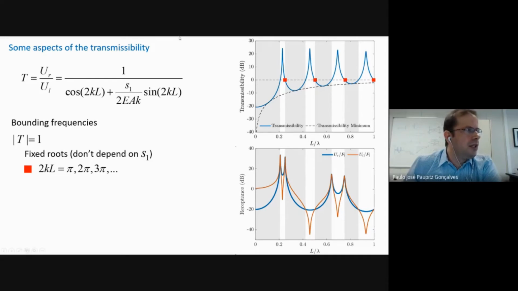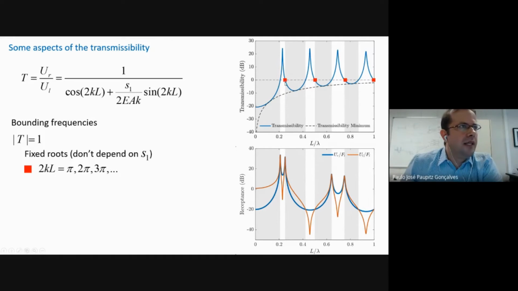So other features of this transmissibility is that some bounding frequencies are controlled by fixed roots. Every time this 2KL equals pi, this term here becomes 0. So you have cos of pi, which is -1, and you get these values here where the transmissibility in dB is 0, but it's actually 1 in absolute values. So these red marks don't change. It doesn't matter whatever you put on that rod, can be linear or nonlinear. These points here are not affected.